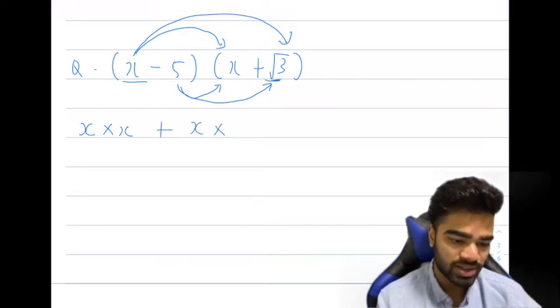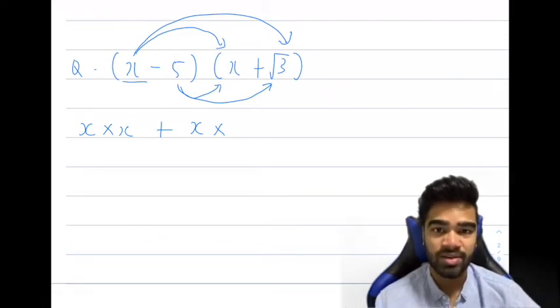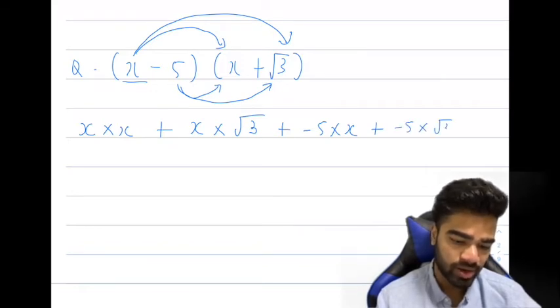x multiplied by, this time you have a square root. Square root is fine. It's perfectly normal to have a square root. You guys have to get used to dealing with square roots. So x times root 3. Next you have always a plus. Negative 5 multiplied by x. And then plus negative 5 multiplied by root 3.